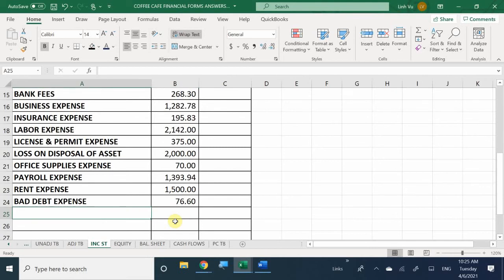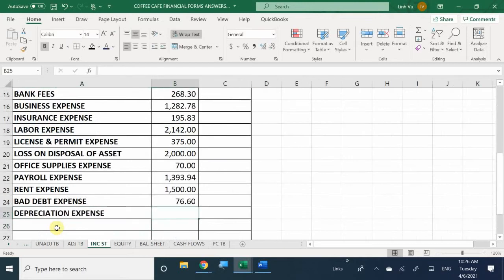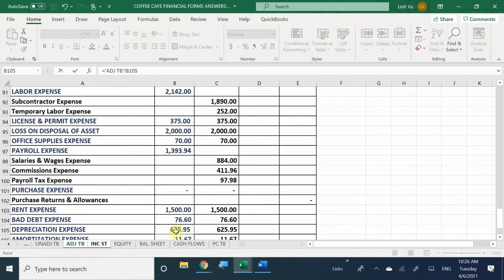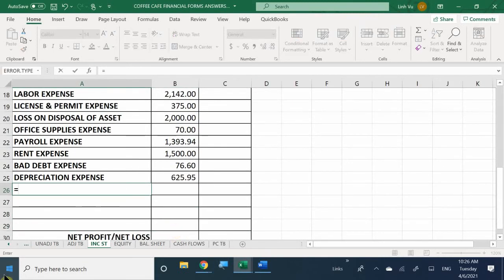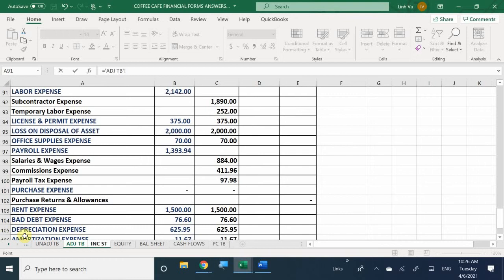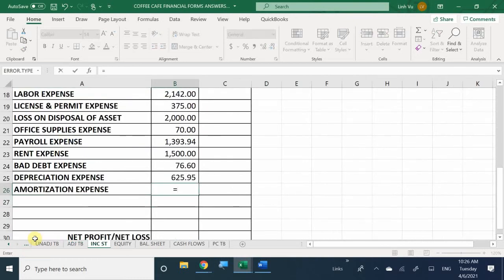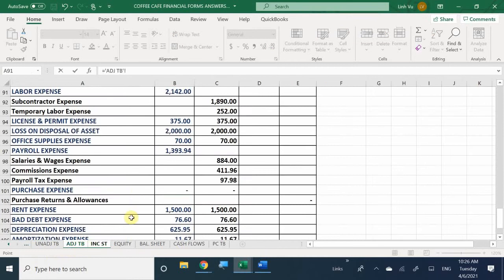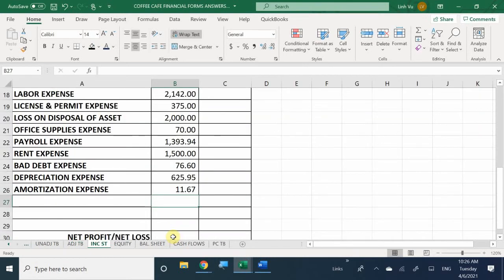Okay. And then we have depreciation expense. Oh, wrong one. There we go. For a total of $625.95. Let's see, we're almost there. And then lastly, we have amortization expense for a total of $11.67. Okay, so that is our total operations.